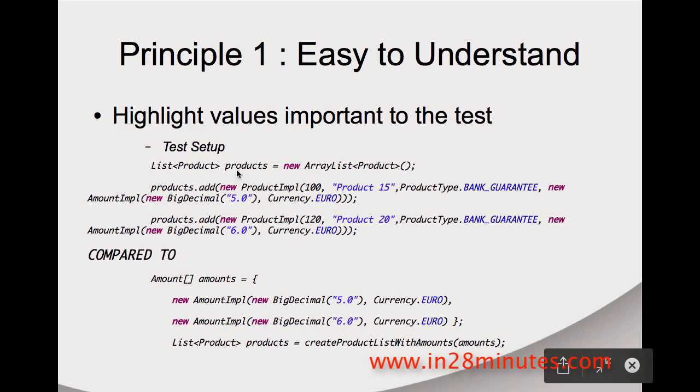See, if you look at the initial example, you have a lot of values. So product 15, bank guarantee, 100, 120. These are not really important to the specific test that we were executing at this point. What we were focused on is the amounts, and we were interested in adding them up. So I would rather have some kind of abstraction built around it so that I would abstract these values away. And that's what is done in the second example. In the second example, we are really focusing on the values which are important to this specific test.